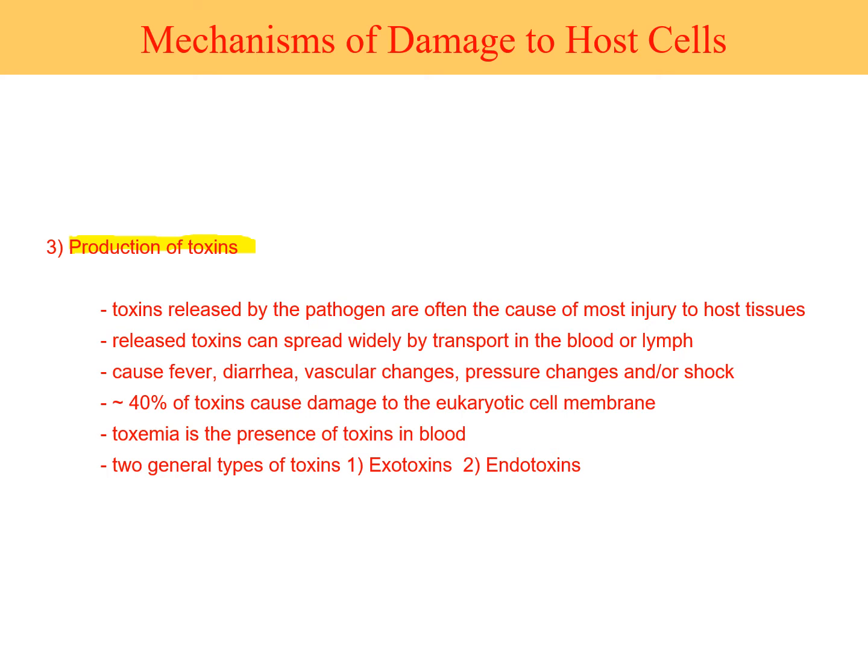Toxins can be released by microorganisms, pathogens that have infected a person, and they're often the cause of most of the injury that occurs in the host tissues. They're soluble. They'll spread throughout the body by being transported in the blood or through the lymph, which drains the tissues of its extracellular fluid and returns it back to the blood.